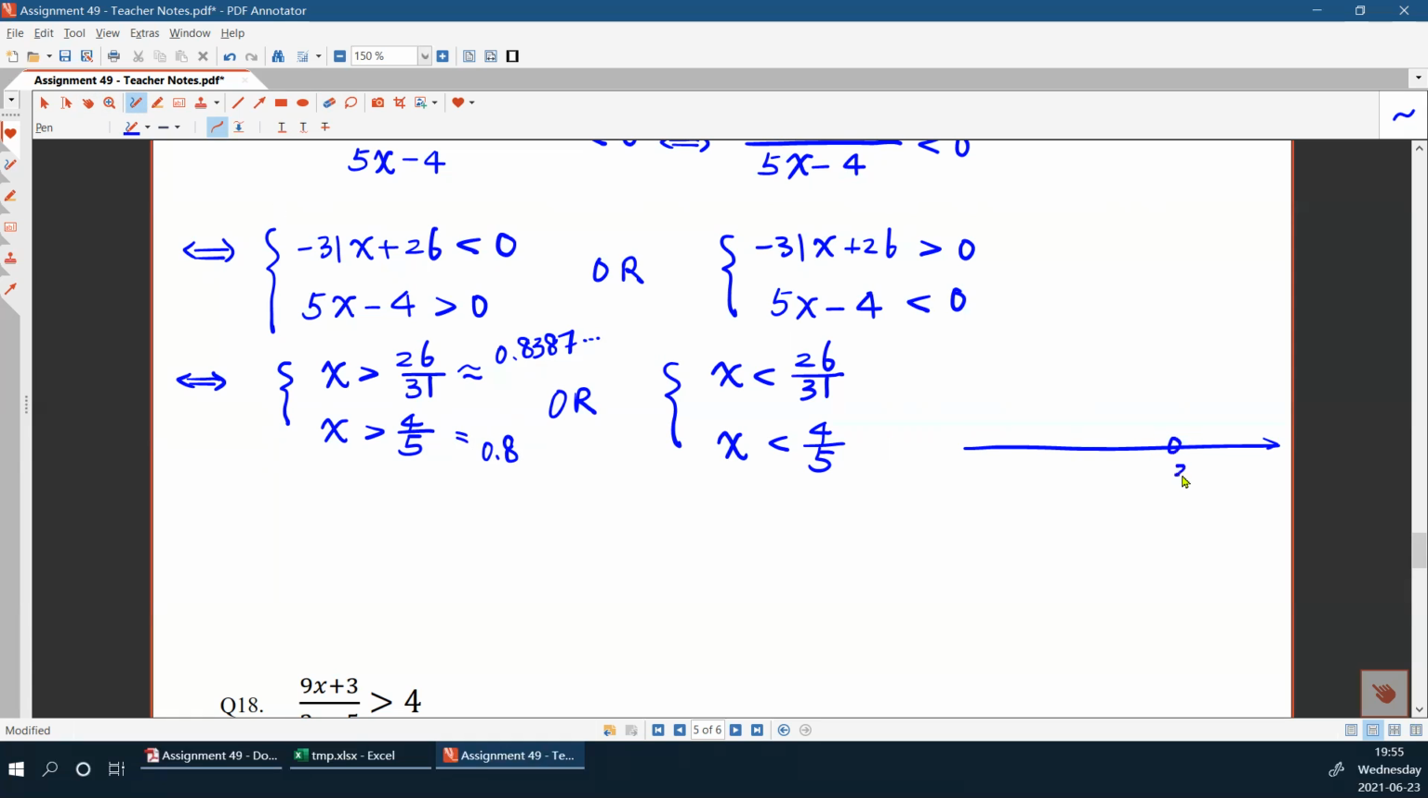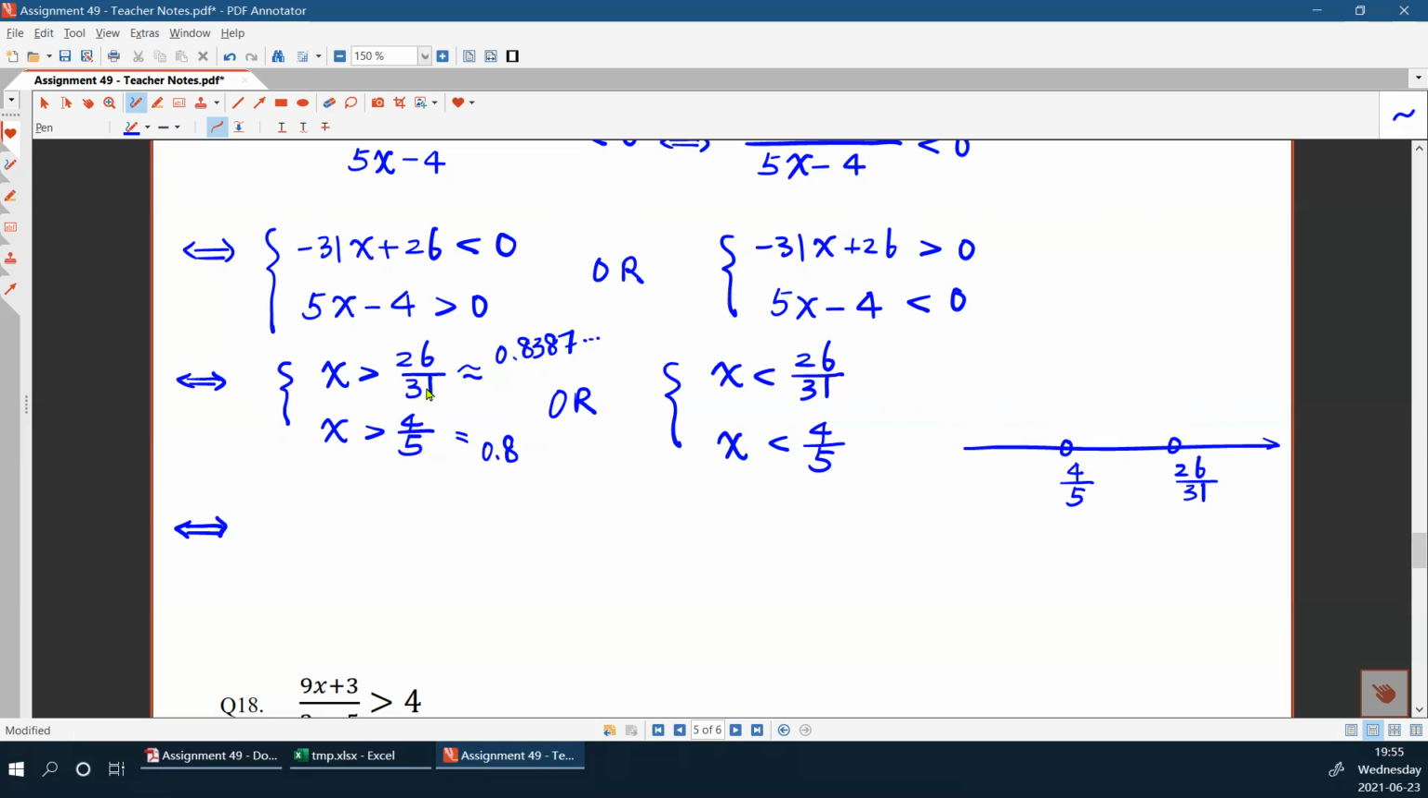Of course, 26 over 31 is larger, and 4 over 5 is smaller, right? So the relative positions of these two numbers should be like this. 4 over 5 should be to the left of 26 over 31, right?